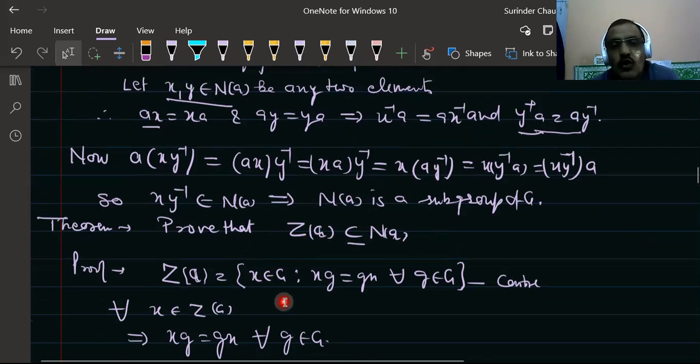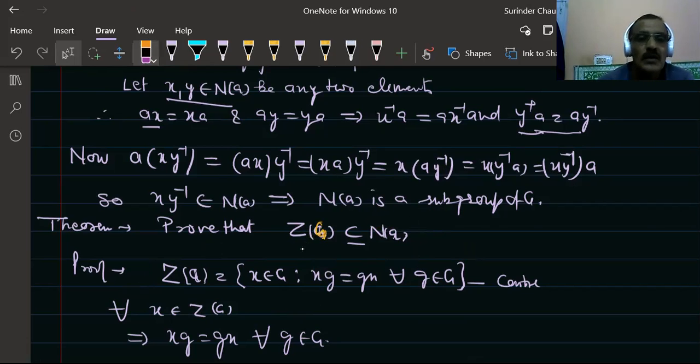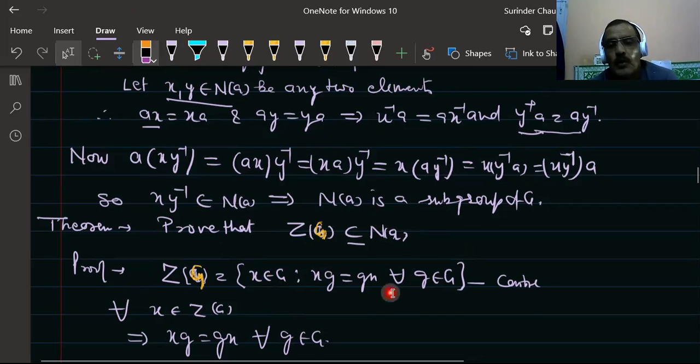Prove that the center of a group G is a subset of the normalizer (centralizer) of an element of it. First, the definition of the center of a group G. The center of group G is the set of all x in G which commute with all the elements of G, such that xg equals gx for all g in G. That is the center.